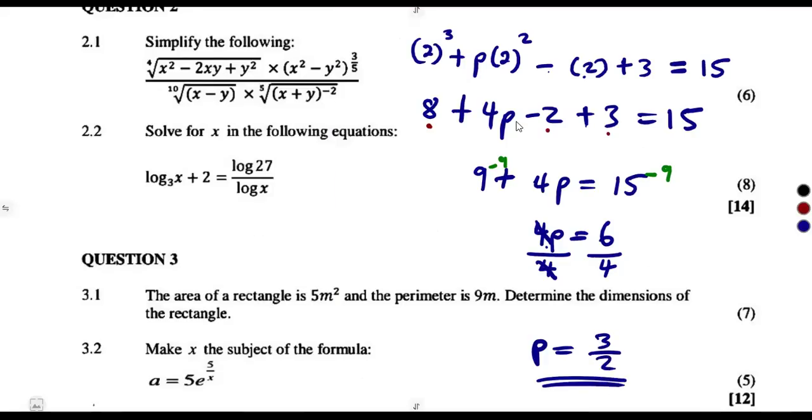For us to have a remainder of 15, the one that you are given there, we must have our p as what? As 2 over 3. Just like that.